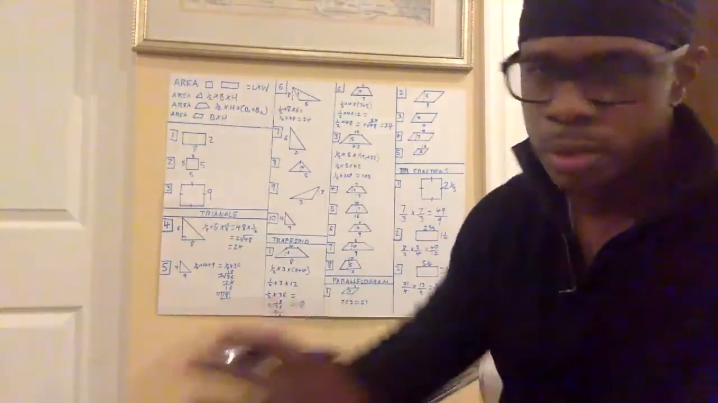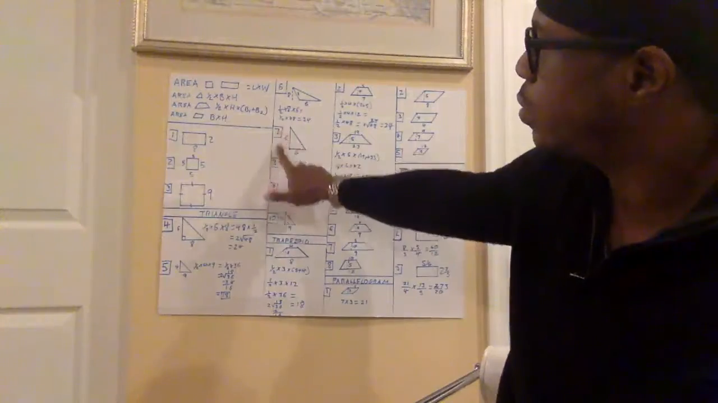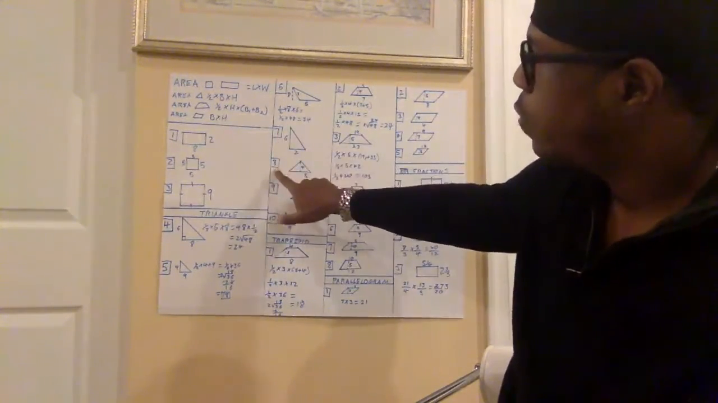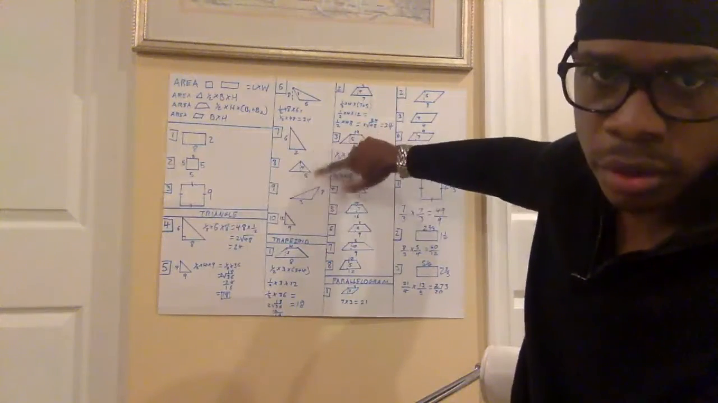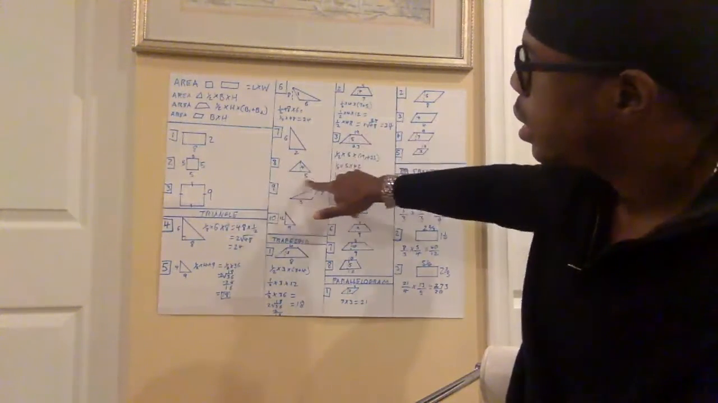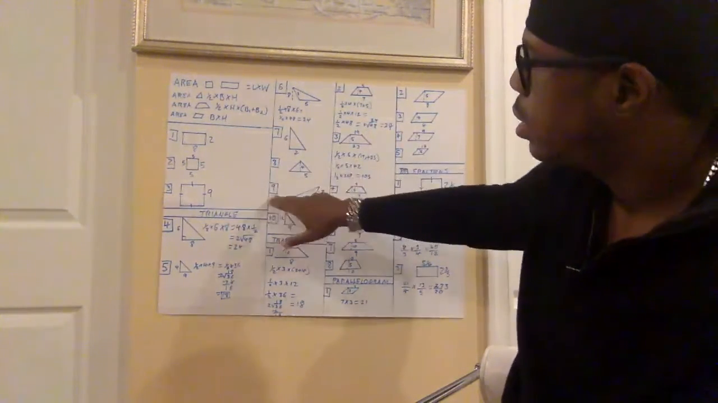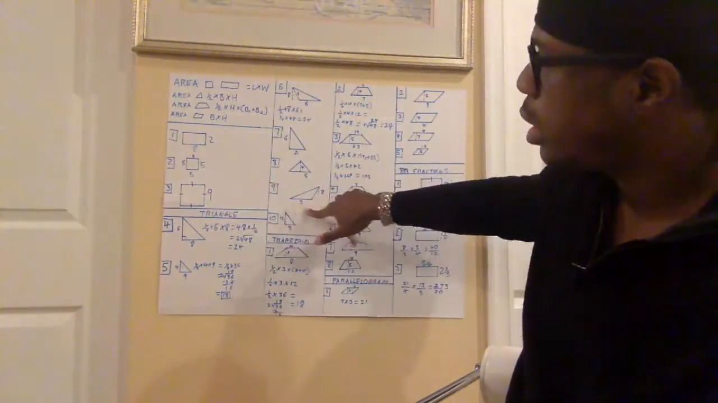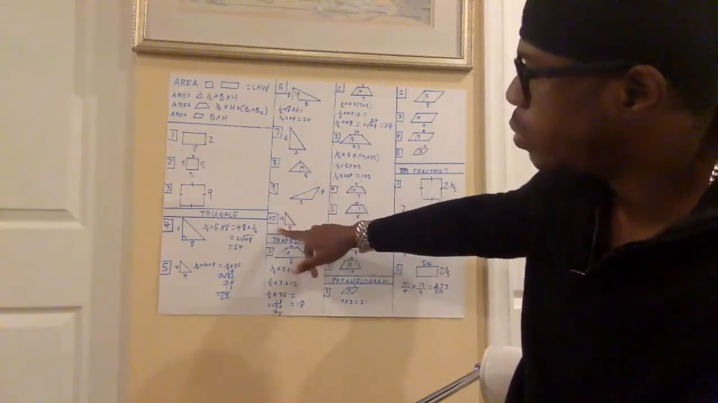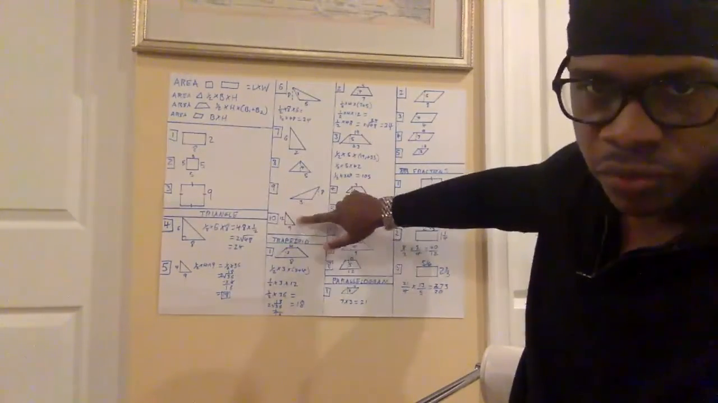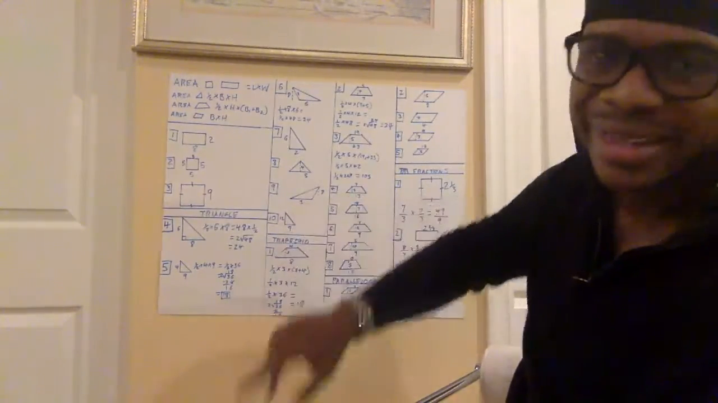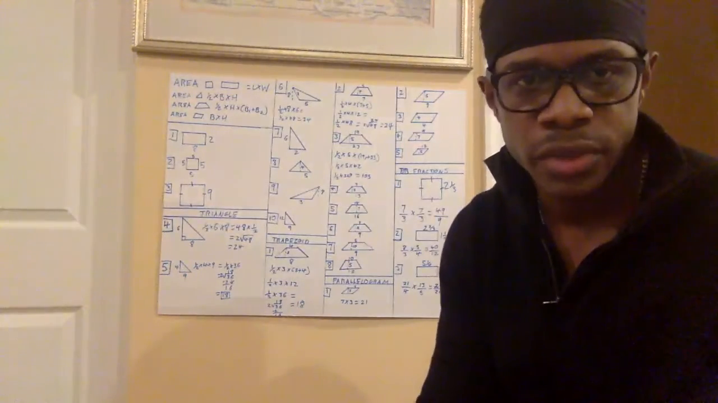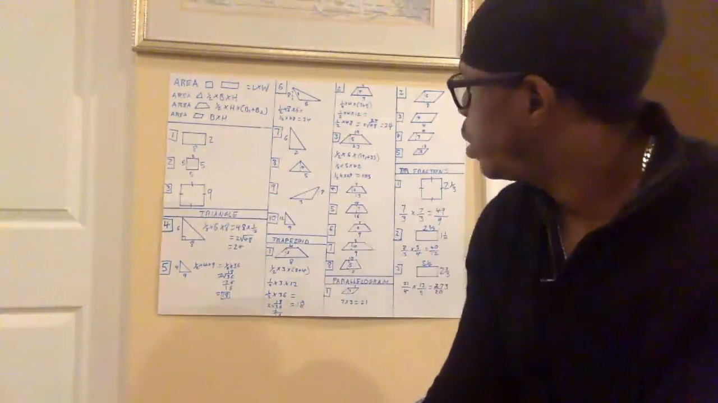If it's too small, we have 6 right here for the height, and then 2 for the base. For number 8, we have 4 for the height, and then 5 for the base. Number 9, we have 8 for the height, and 3 for the base. And then number 10, we have 12 for the height, and 9 for the base. So, pause the video, and we are back.